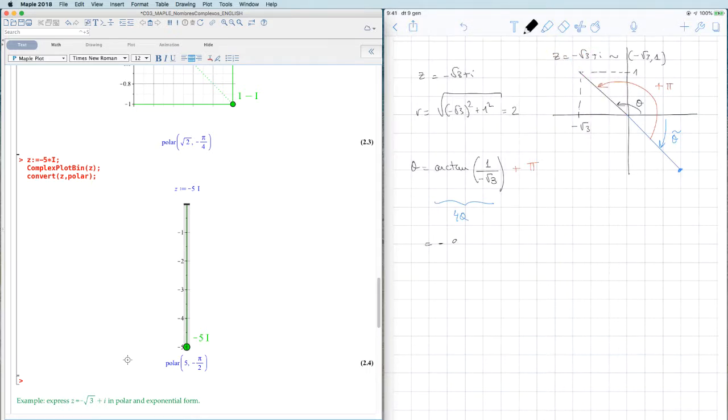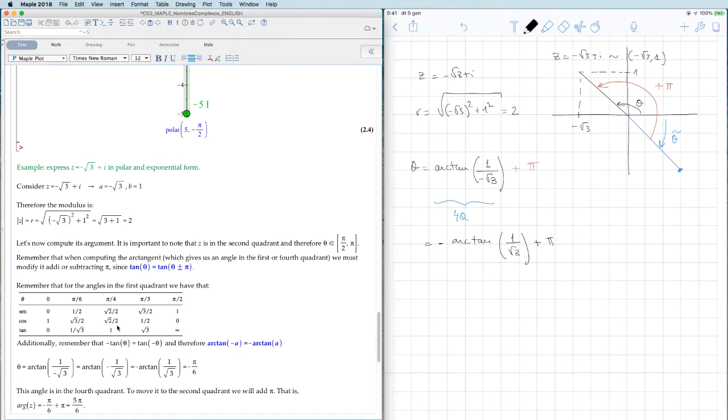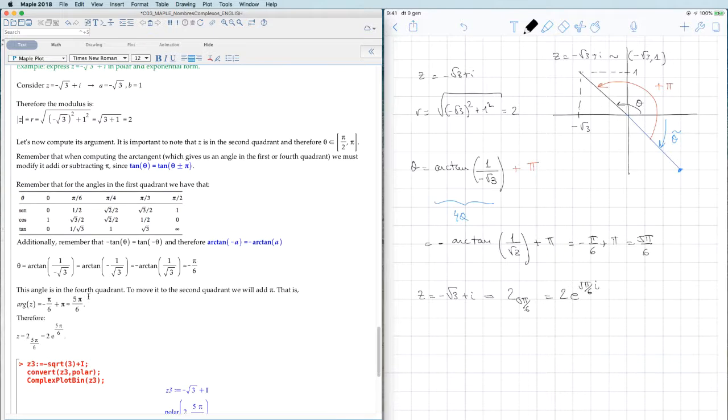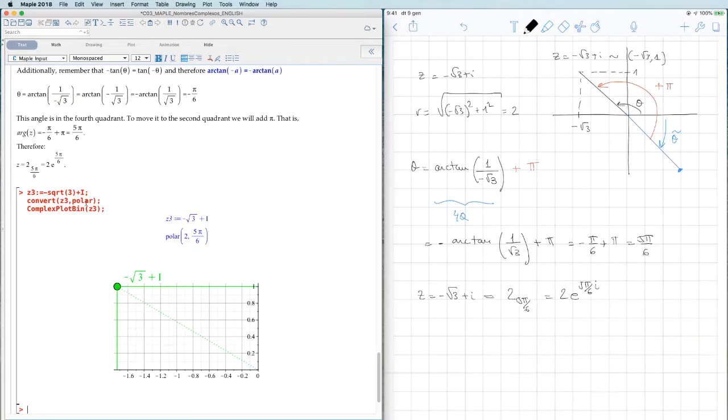Now, remember that when we have the arctangent, we can take out the minus, so we get this, and now we go to the famous table. So we look for 1 over square root of 3, so it's pi over 6, so we get minus pi over 6 plus pi, 5 pi over 6. Okay, so our number, which was minus square root of 3 plus i, has a modulus of 2 and an argument of 5 pi over 6, and in exponential form it's going to be 2e^(5pi/6 i). Don't forget to put the i, otherwise it's a real number. And you can check it like here with the convert command, and you get what we have.